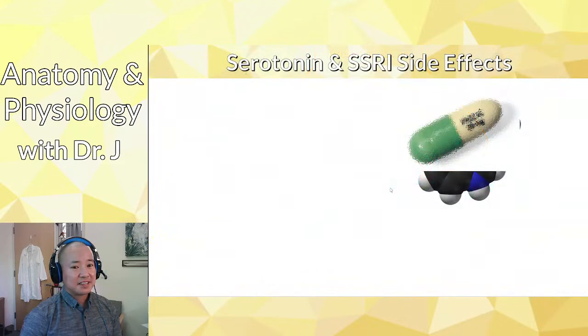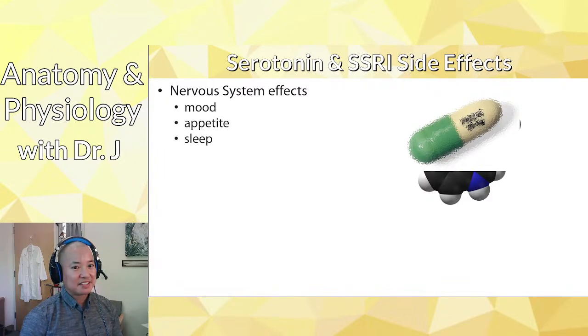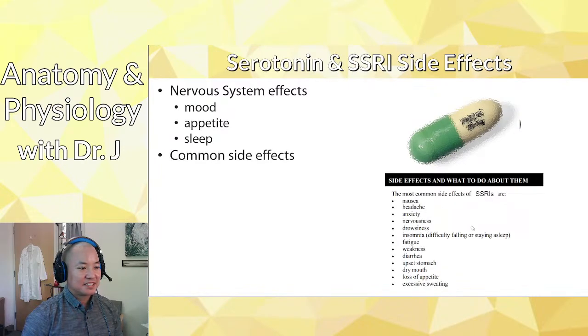Okay, but the thing is that it also has its side effects. But to reiterate, what does serotonin do to the nervous system? It affects, among many things, mood, appetite, and sleep. Now let's pull up an example list of side effects of one of these drugs. And here is a big list of it. So what we see are some things that affect, remember, mood, appetite, and sleep. So what we might see is anxiety. That's a change in mood.